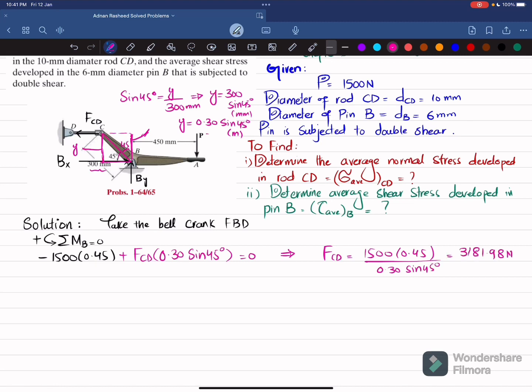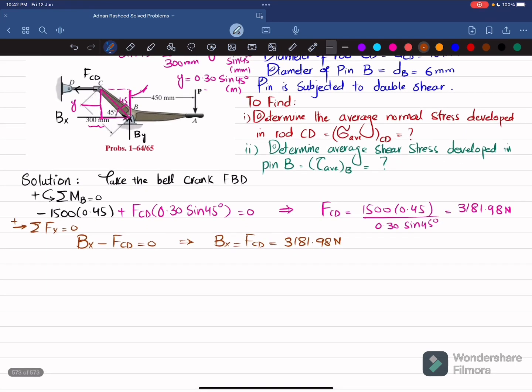3181.98 Newton. Now we'll find Bx and By by using another equation of equilibrium, that the sum of all forces along x direction must be equal to 0, and force in this direction is taken as positive. Now you can see that we have one force Bx in this direction, which is positive, and FCD is in the opposite direction. Their sum must be equal to 0. So I can write Bx minus FCD is equal to 0. So Bx should be equal to FCD for equilibrium, and FCD is 3181.98 Newton.